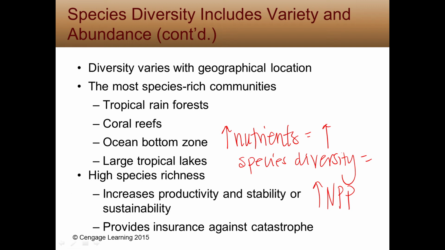So number 14 asks about why species-rich ecosystems tend to be productive and sustainable. High species richness increases productivity, increases stability and sustainability. We have this nature's insurance policy that I mentioned already to protect against catastrophe. If one organism goes extinct, we've got others to fill in.